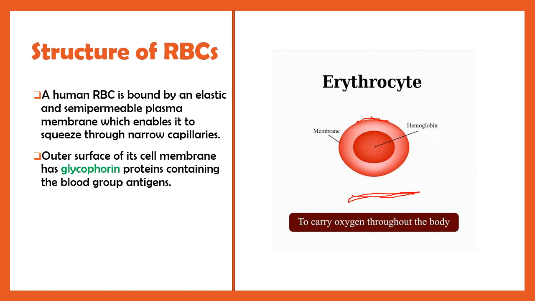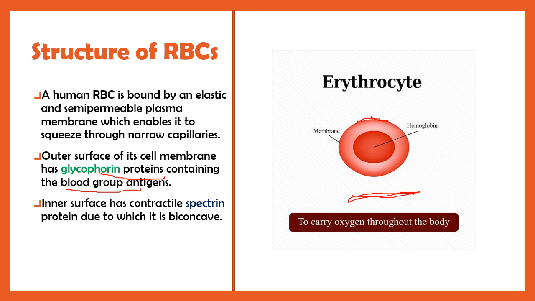The outer surface of the cell membrane has a protein called glycophorin. This glycophorin contains the blood group antigens, and the inner surface has a contractile protein known as spectrin, and this spectrin protein provides the biconcave shape to the RBCs.